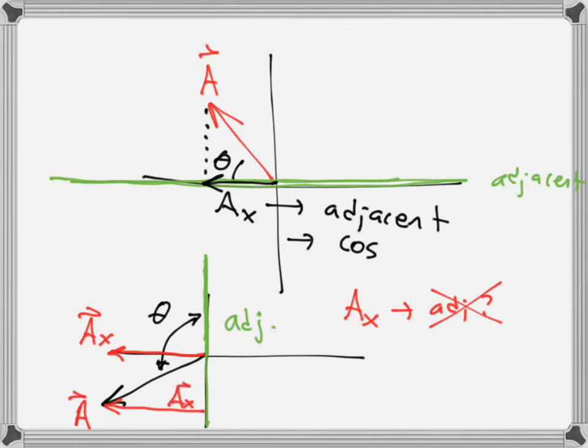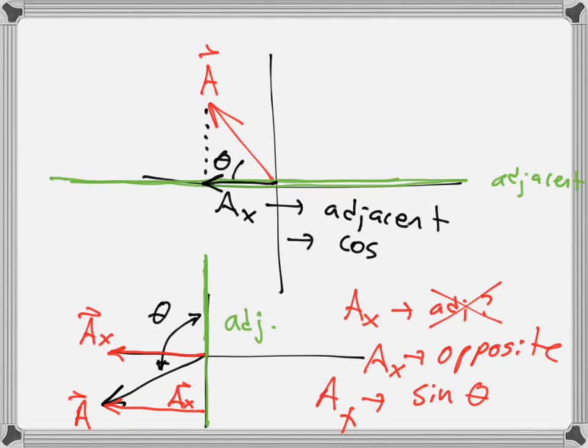Therefore, the x component, the length of which is the same as the length of this arrow that I'm drawing here, is the opposite side of theta. So Ax falls on the opposite side of theta. Therefore, to calculate Ax in this example, you will be using the sine of theta.